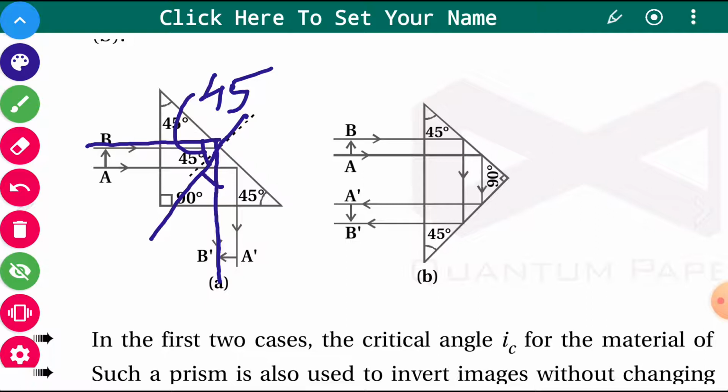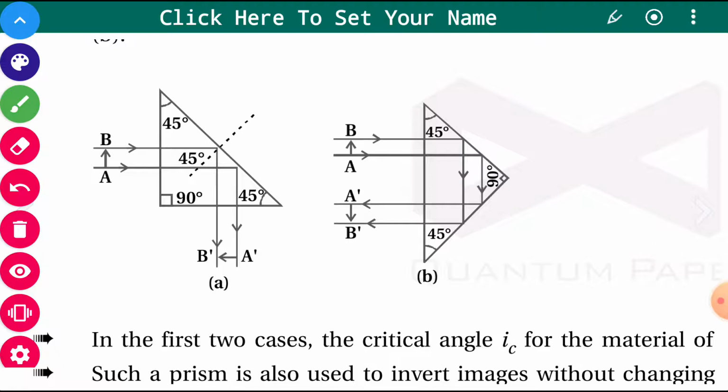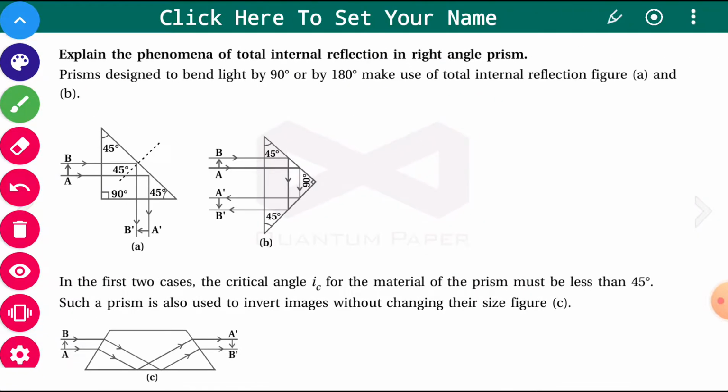If the critical angle is less than 45 degrees, then what will happen? The angle of incidence is about 45, so it will experience total internal reflection and the light is reflected back in the medium. See, this way it will be reflected. So this surface of the prism will behave as a mirror, or a perfect reflector, we can say. This is the way total internal reflection occurs in the right angle prism.